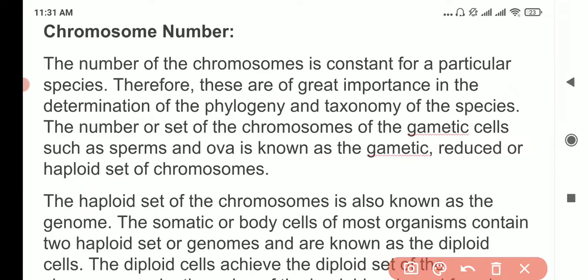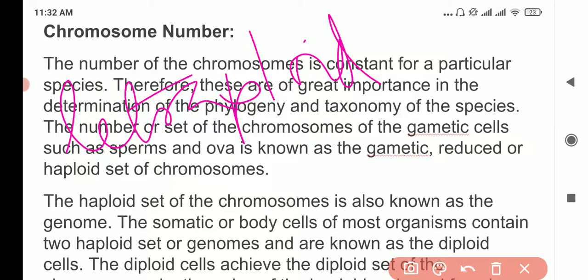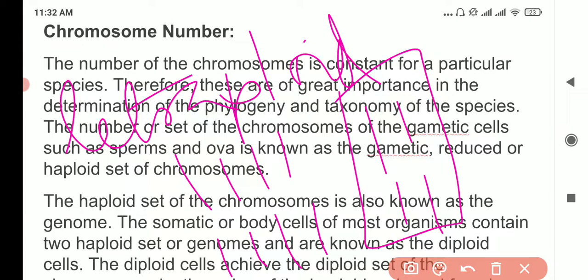Now the haploid set: if you reduce the number of chromosomes, suppose I start with a tetraploid and reduce it into half, there will be two pairs left. So this is its haploid set, even though it's twice n. Even though it's diploid, the half is the haploid set.